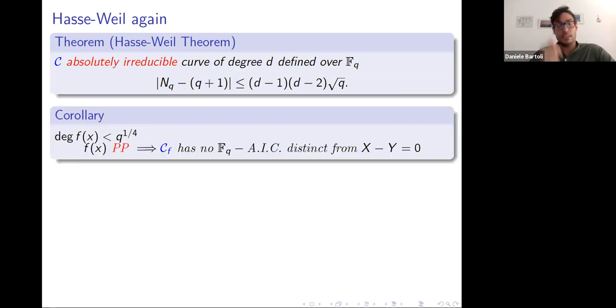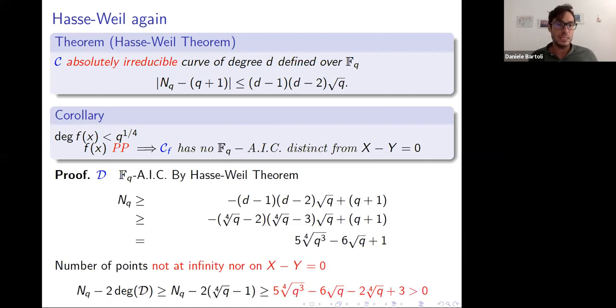So using the Hasse-Weil theorem, we can actually prove that in a small degree regime, that is, the degree of f is smaller than the fourth root of q, then if f is a permutation, our favorite curve CF has no absolutely irreducible components defined over Fq apart from perhaps x minus y equal to 0.